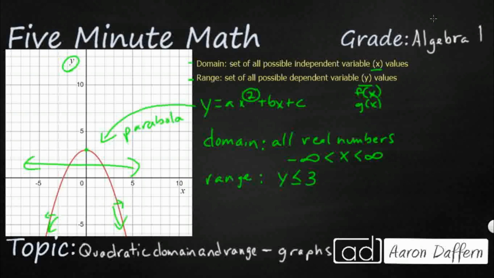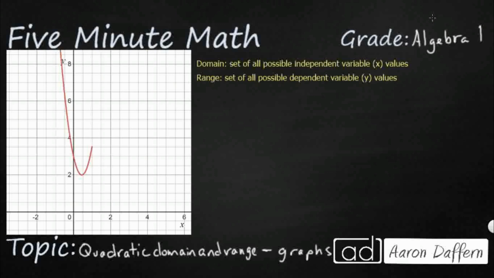Let's look at one that has a restricted domain and range. Sometimes you'll see part of a parabola here, and you notice that it ends right there. So if I'm looking at my x values, right, I've got a half, got 1, got 1.5 right there. So it looks like it's a 1 right there.